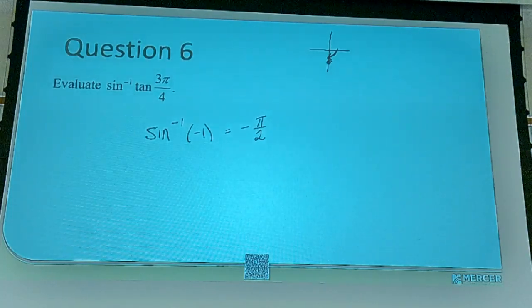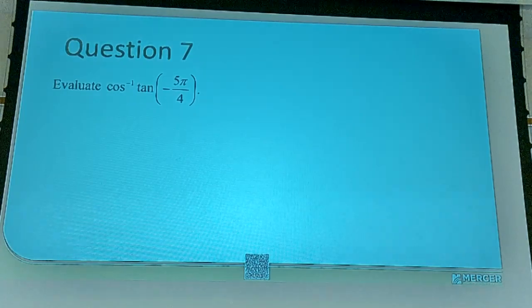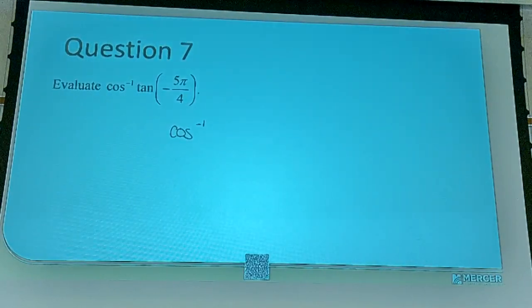And so evaluating the inverse trig function is kind of just like reading the unit circle backwards. Inverse cosine of tangent of -5 pi/4. What's the tangent of -5 pi/4?